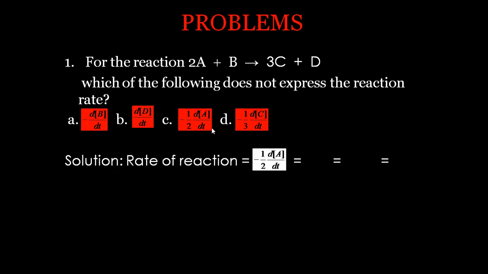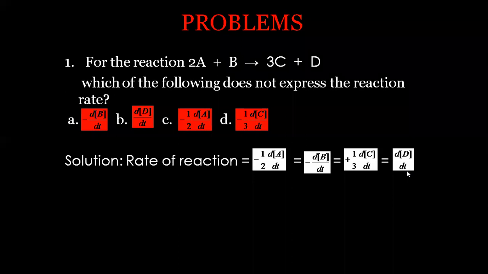The rate of reaction will be minus half of dA by dt, I hope you understand that, minus dB by dt, because these are reactants, then plus 1 by 3 dC by dt, and obviously plus dD by dt. Now, this is the exact rate of a reaction, or the expression of the rate of reaction.